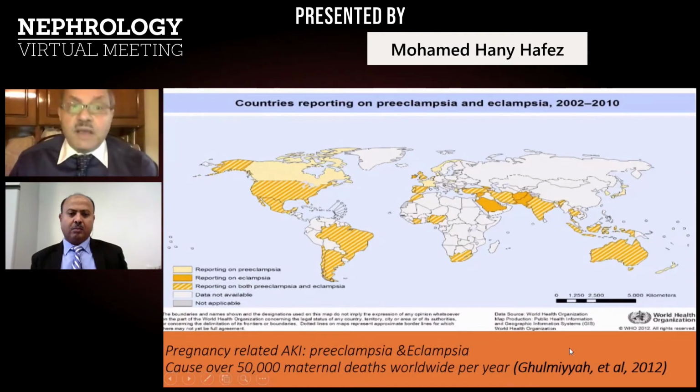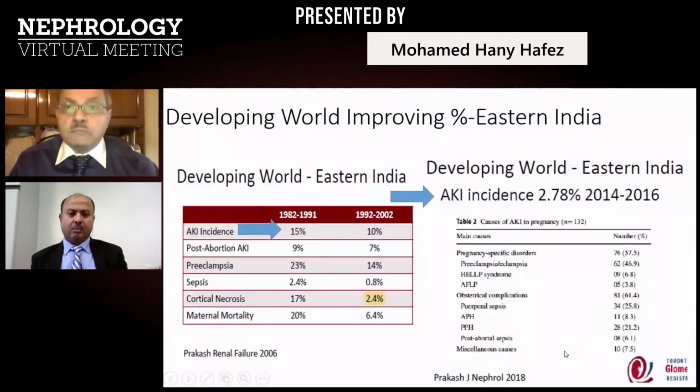Is preeclampsia and eclampsia the only problem in pregnancy in the developing world? Of course, no. Let's study the Prakash study from India. He started his study on AKI incidence between 1982 and 1991, and the incidence was 15%. In the following decade, it decreased to 10%. And later on, from 2014 to 2016, it decreased to 2.7%.